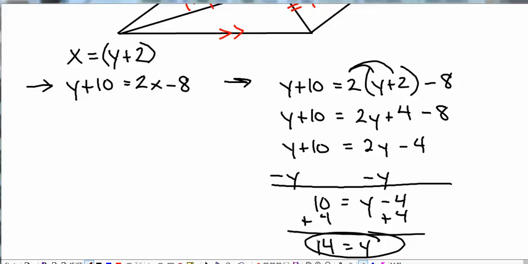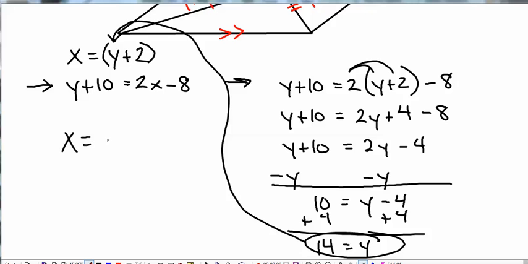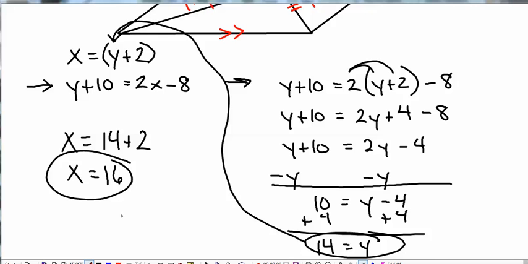So if 14 equals y, how could you find out what x equals? Plug the 14 in for the y, right there. So x equals 14 plus 2, which is 16. So there's your x and there's your y. Everybody okay with that? Anybody need to see another one? No.